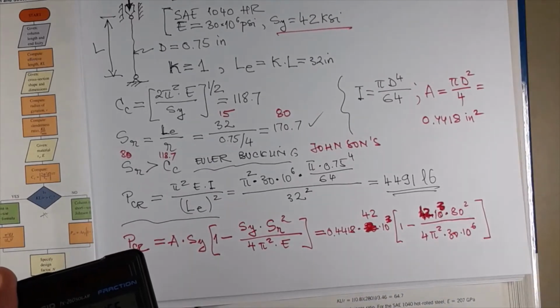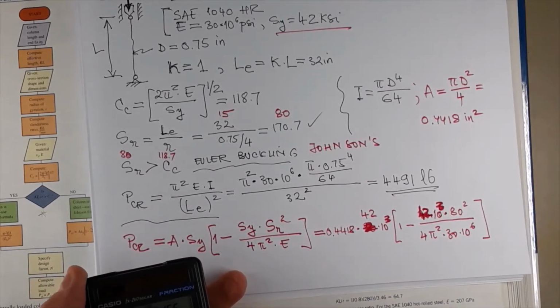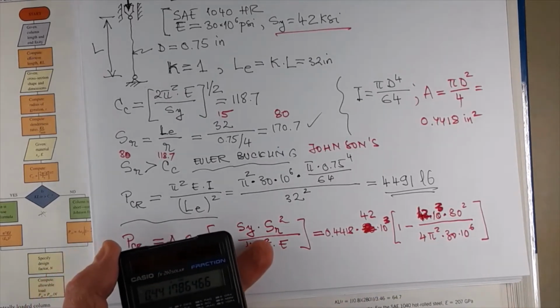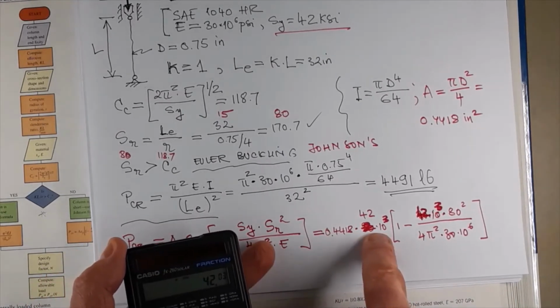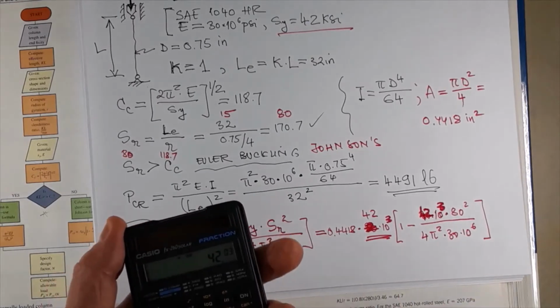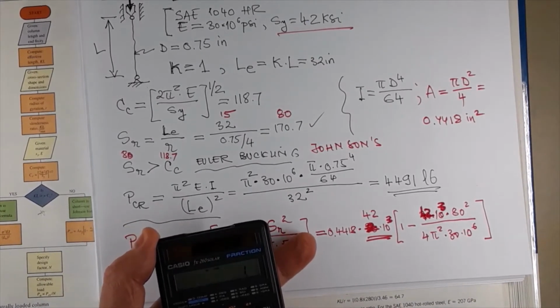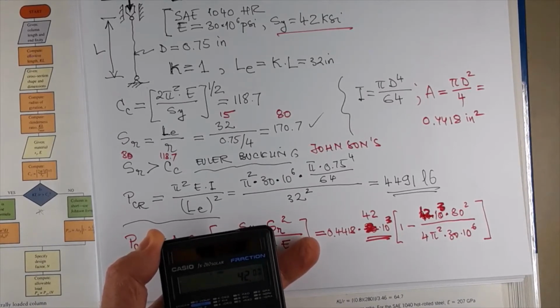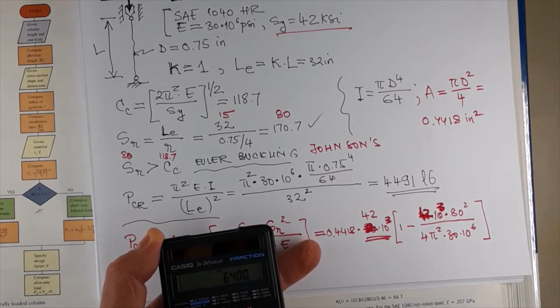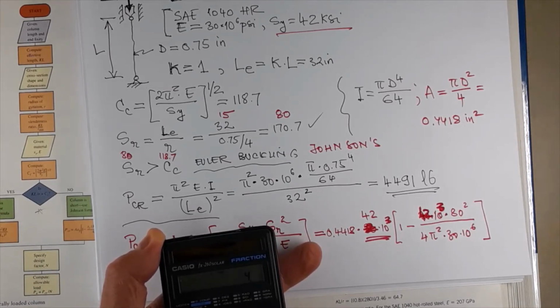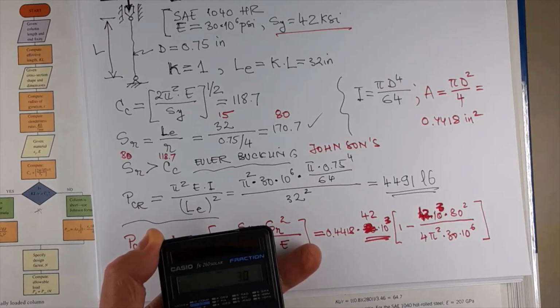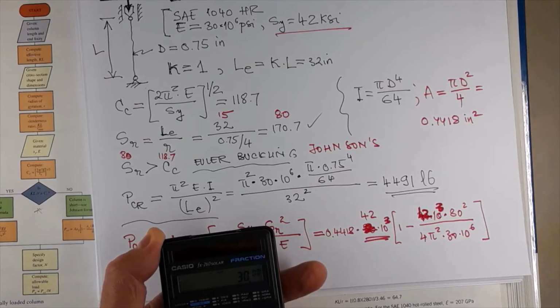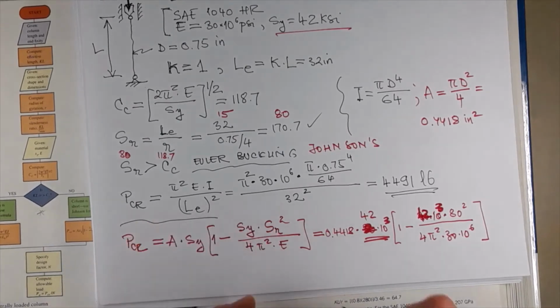All right, so I have the area, and then times 42 exponent 3, and then times parentheses 1 negative 42 exponent 3 times 80 squared over 4 over pi squared over 30 exponent 6 close parentheses equals.